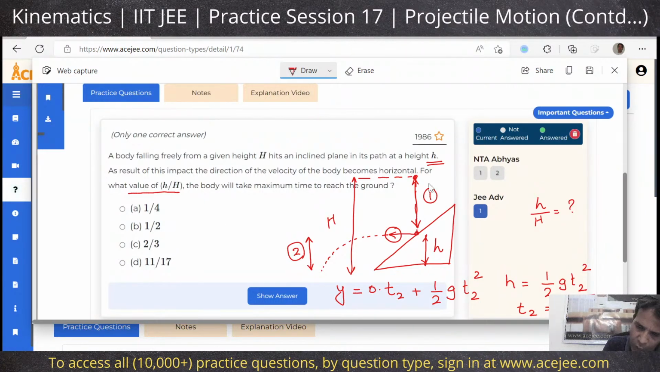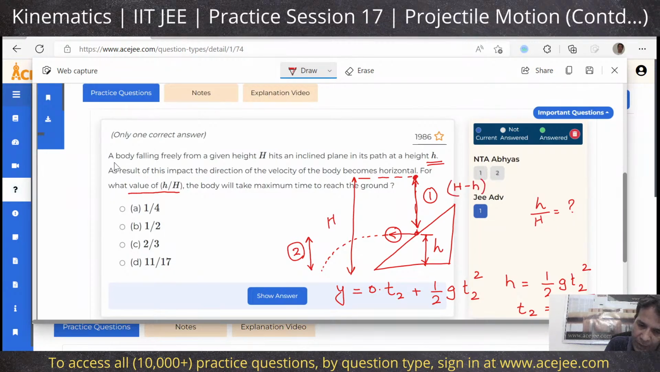Let's think about t1. How much time will the particle take to reach this new height h? Or in other words, how much time will the particle take to cover the distance capital H minus small h?